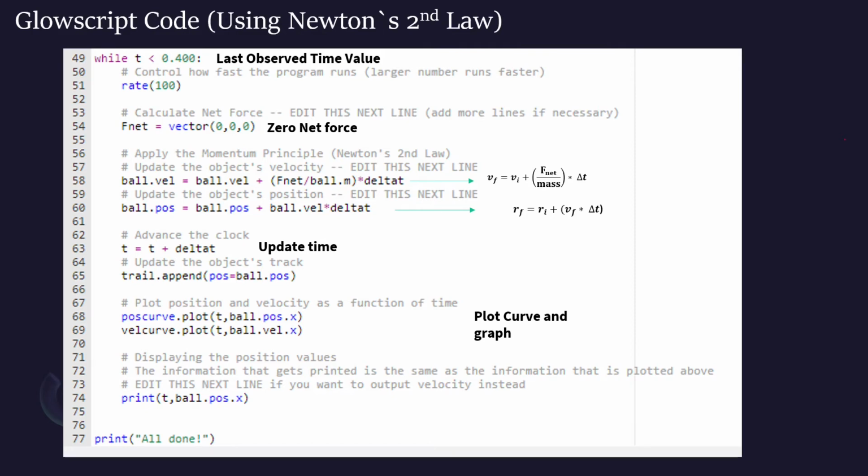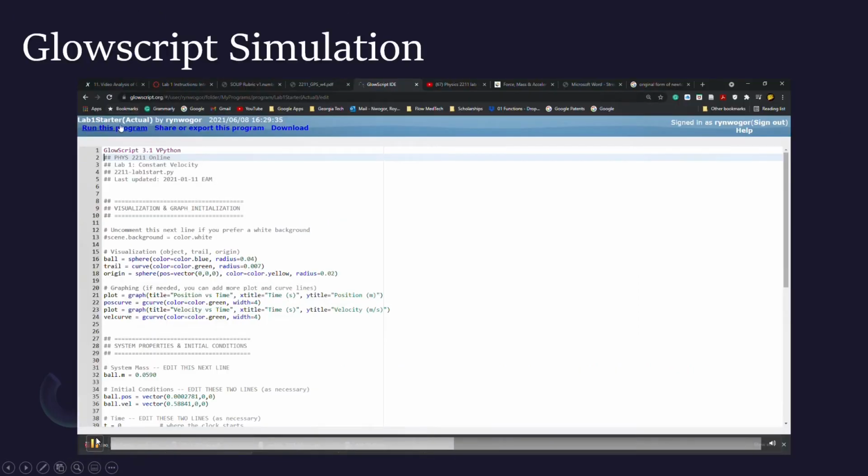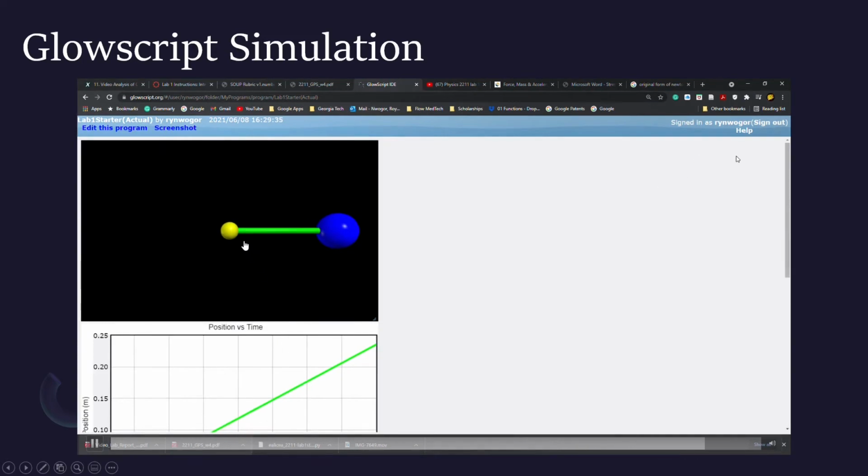I used Newton's second law to update the ball velocity and the ball position, and then used this code to update the time. This is what the code looks like after it is run. As you can see here, you can see the ball moving in the x direction at a constant velocity.